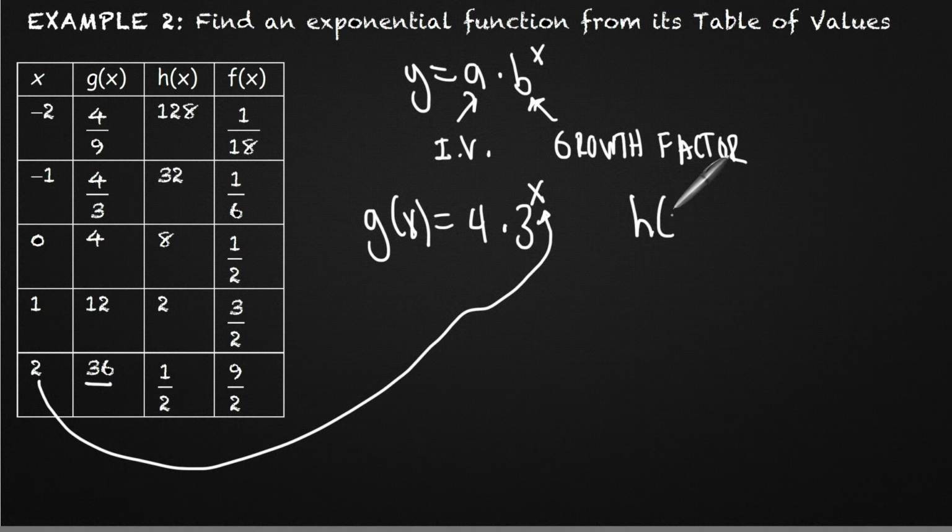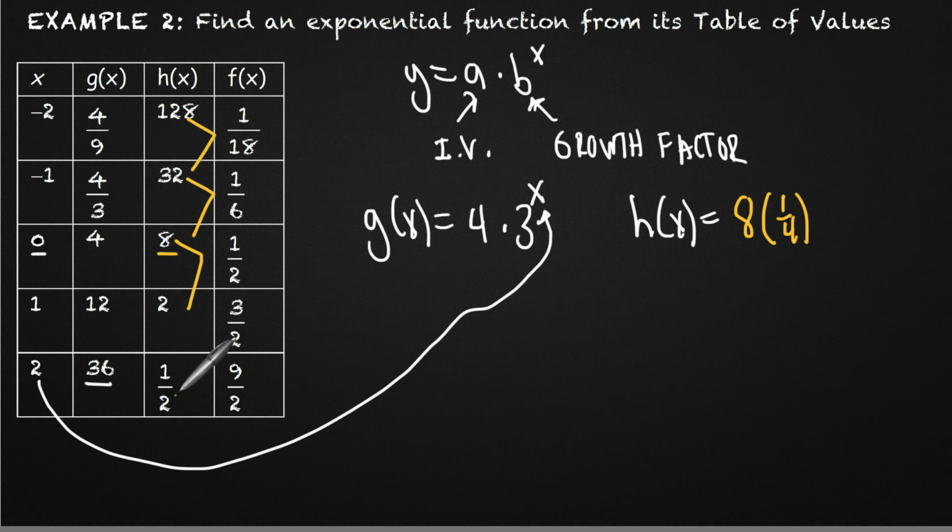Okay, h of x. What is the initial value? So now I'm going to look at 0, and I'm going to look at 8. All right, so maybe I'll do this one in yellow. All right, so I'm going to look at 8. So my initial value is going to be 8. And now what is the thing I'm multiplying by? Well, to go from 8 to 2 is not 4, but it's 1/4. All right, so I'm multiplying by 1/4. And you can pick any two numbers, it will work. 32 times 1/4 gives me 8, so on and so forth. So that is my growth factor.